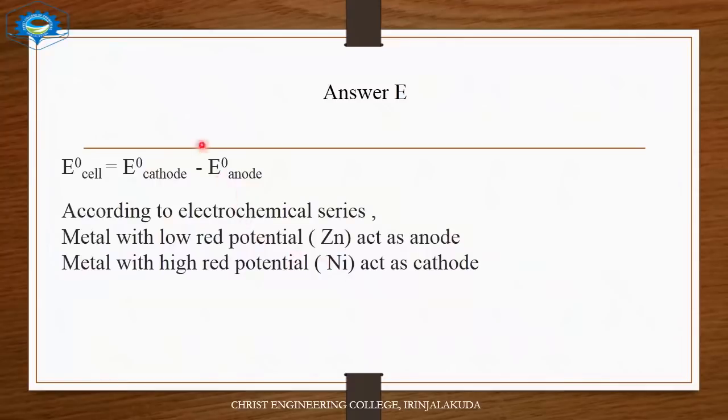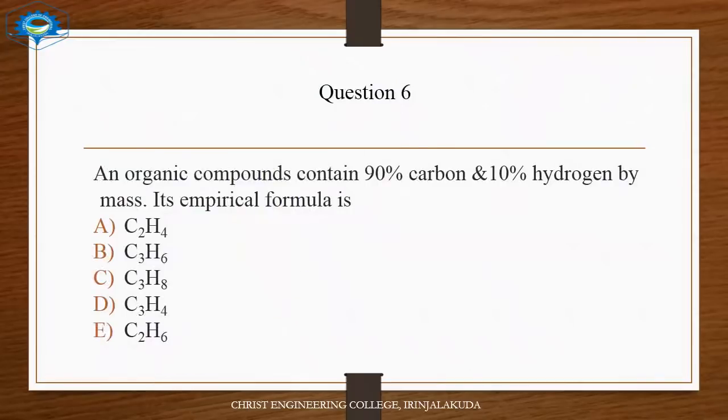Substitute their values in cathode and anode. E0 cathode is the electrode potential for nickel, E0 anode is the electrode potential for zinc. E0 cell is equal to E0 cathode, nickel, minus E0 anode, zinc. Substituting their values, minus 0.25 minus minus 0.76. So the answer is plus 0.51 volt, option E.